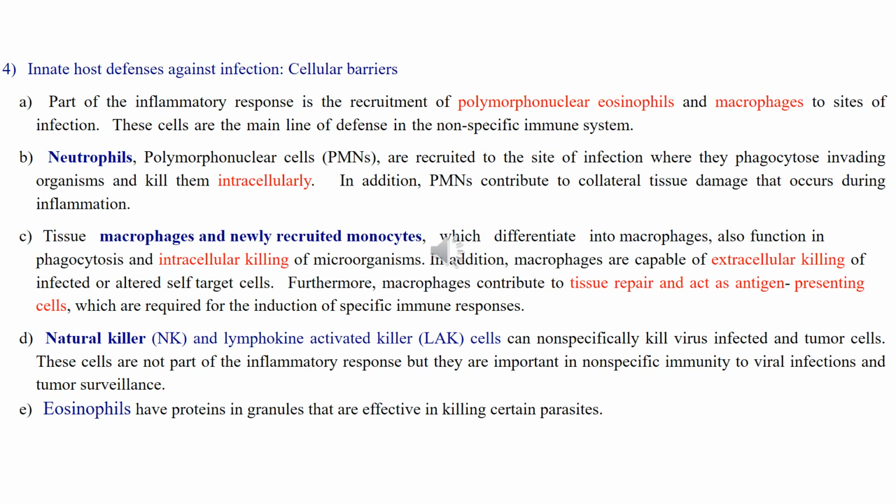The other one is the natural killer cells and lymphokine activated cells, which can non-specifically kill virus-infected and tumor cells. These cells are not part of the inflammatory response, but they are important in non-specific immunity to viral infection and tumor surveillance. Another cell is the eosinophil, which has a protein in its granules that is effective in killing certain parasites.